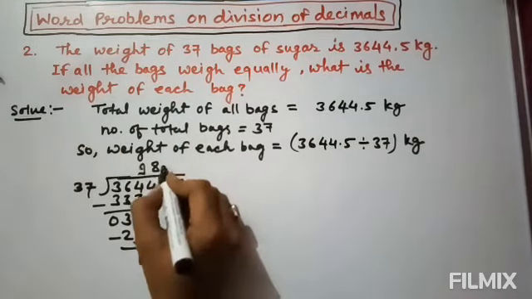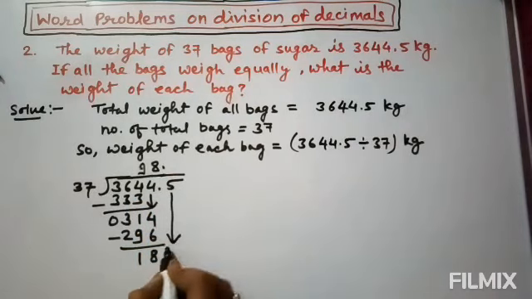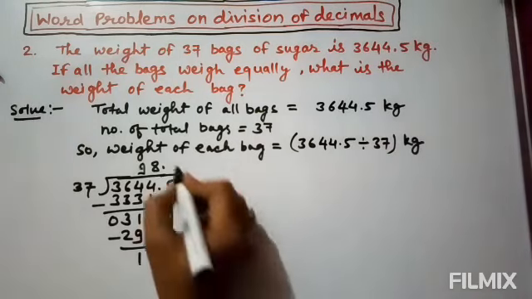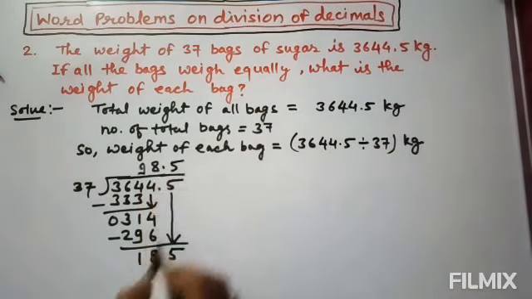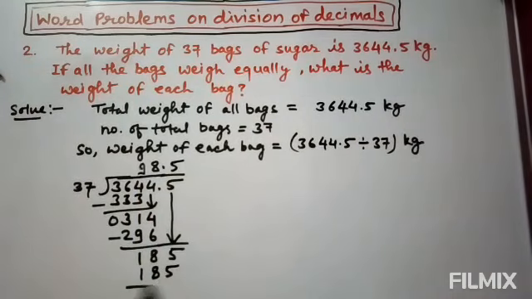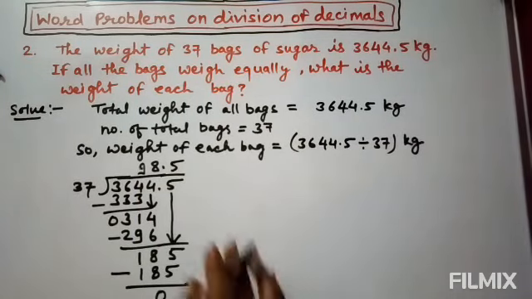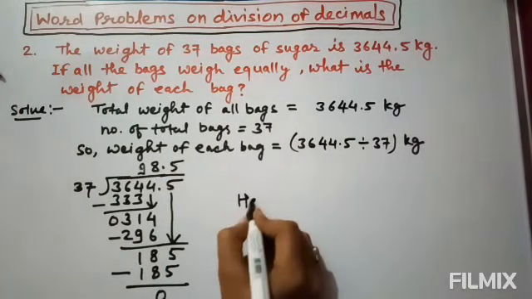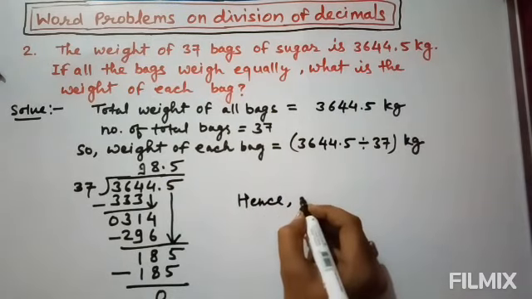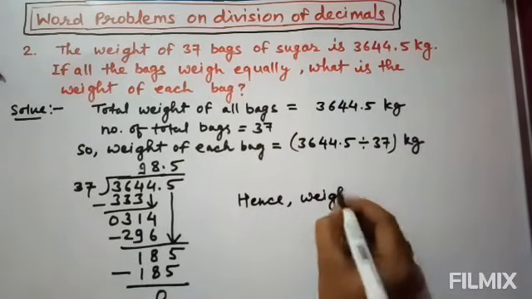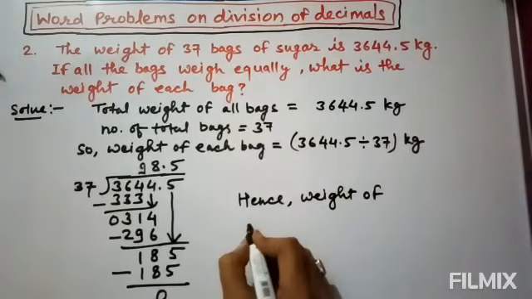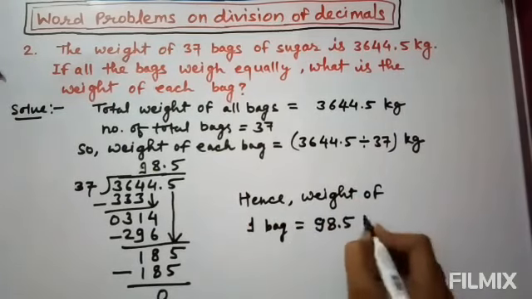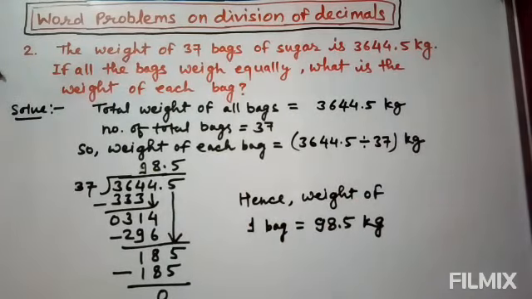And before taking the decimal number, we need to drop the decimal into the quotient area. Then we are allowed to take this number. And 37 5s are 185. Here my division is completely divided and my quotient is 98.5. Hence, we can write that the weight of one bag is 98.5 kilogram. I hope you have understood this solution also.